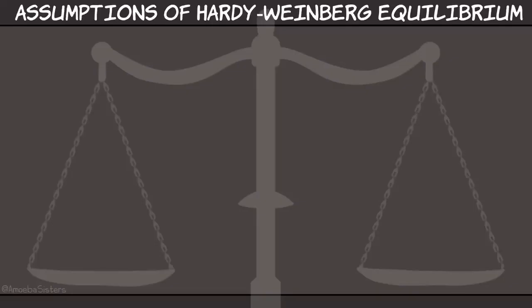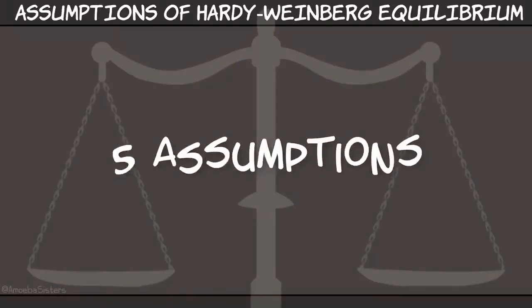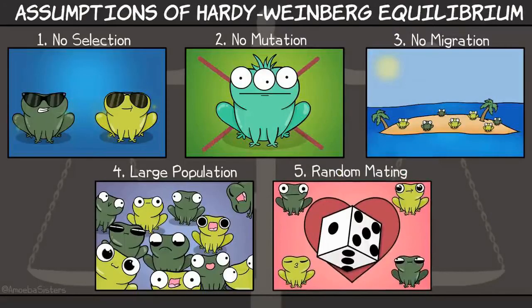Now, to be in Hardy-Weinberg equilibrium, we have to meet 5 assumptions. 1. No selection. 2. No mutation. 3. No migration. 4. Large population. And 5. Random mating. If the 5 are met, the population is in Hardy-Weinberg equilibrium, evolution is not occurring at that locus, and the allele frequency will remain the same over time.